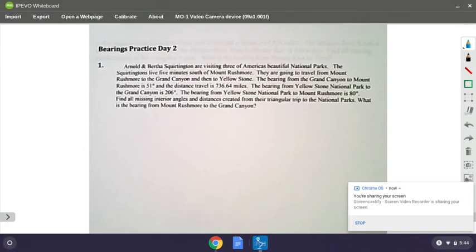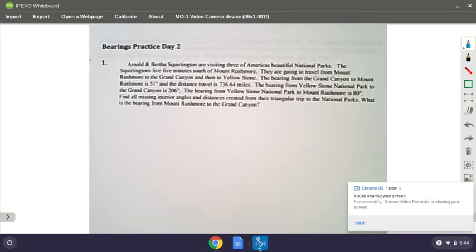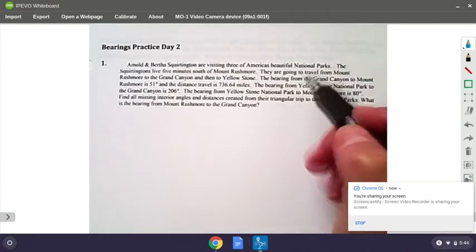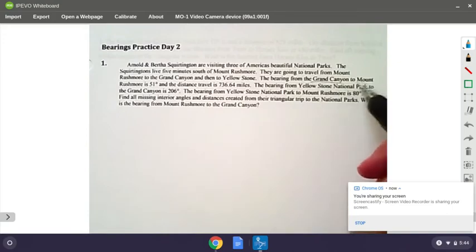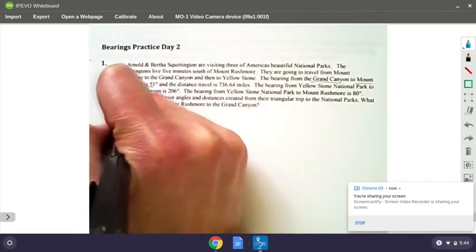This method of bearings is actually the same as the day one method. I would have put this last if I had realized it. So this wasn't actually practicing the new method. But either way, let's start. I always like to start with listing the bearings in order as how they're listed in the problem. So it says the bearing from Grand Canyon to Mount Rushmore is 51.